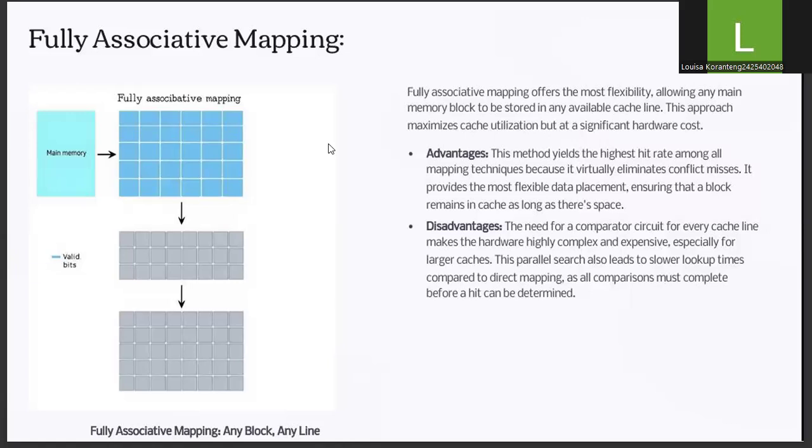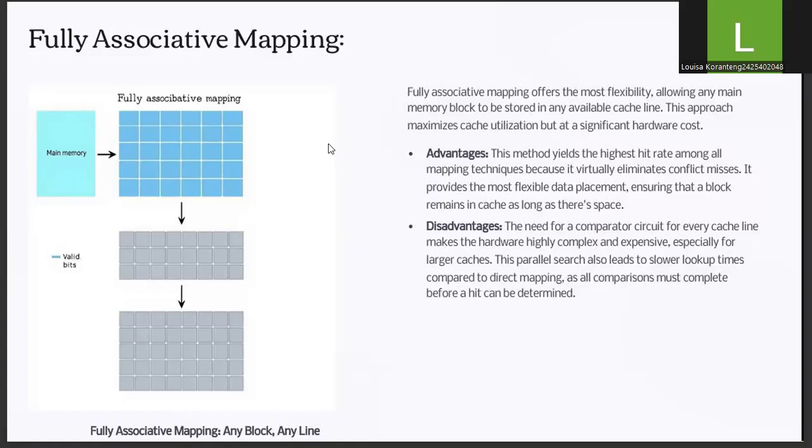Next is the fully associative mapping. Fully associative mapping offers the most flexibility, allowing any main memory block to be stored in any available cache line. This approach maximizes cache utilization, but at a significant hardware cost.